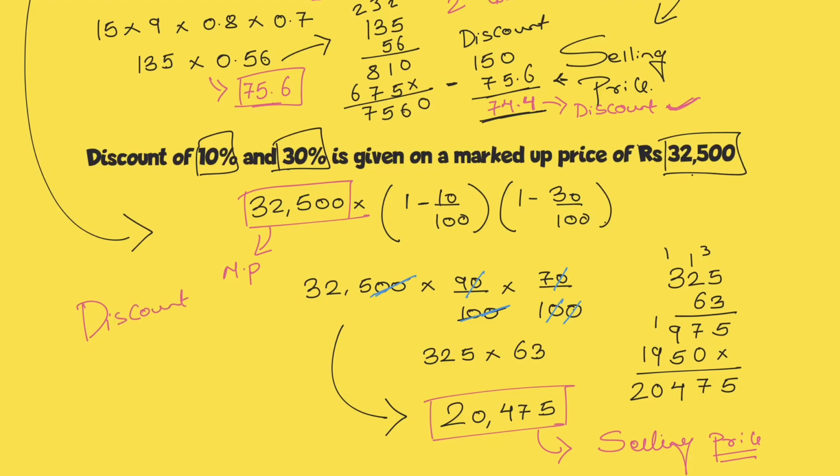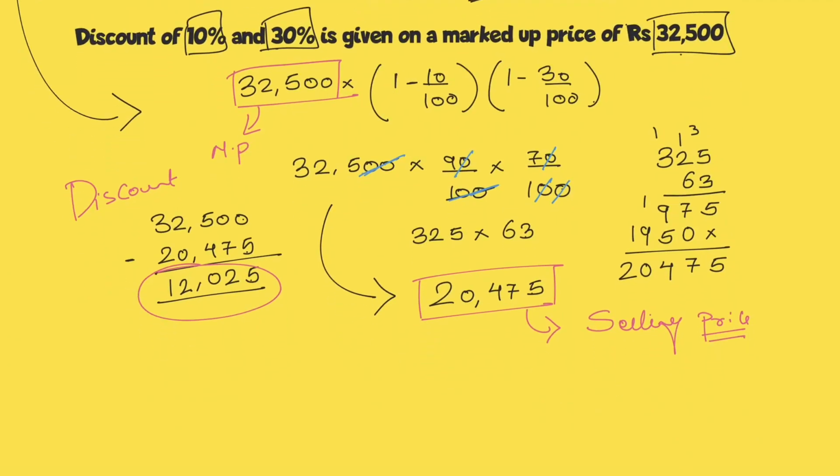In case they ask you what is discount in terms of value, what will you do? If discount is asked in terms of value, 32,500 was my mark price, and then I sold it at 20,475. So if I subtract 20,475 from 32,500, I'll get the discount that was given in terms of value. If you subtract both of them, the value that comes out will be your discount. So 12,025 is the discount being given in this case. So I know the value of discount, the value of selling price, and the value of mark price. So again I am repeating, if everything is asked in terms of value, go for the formula method.